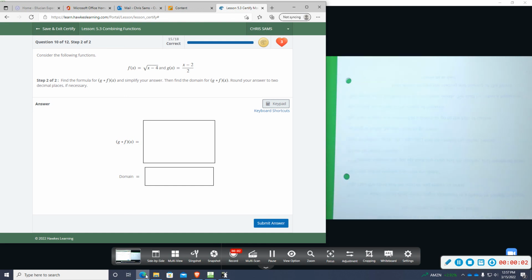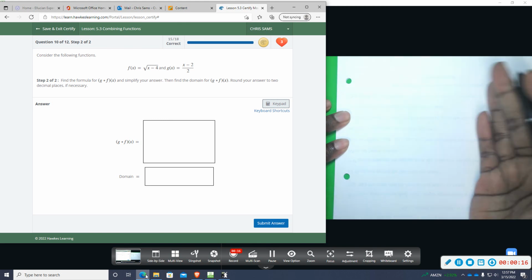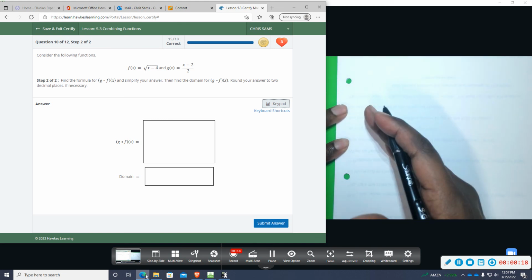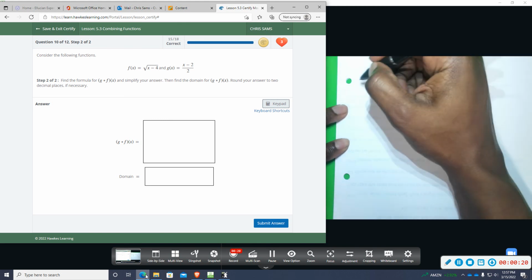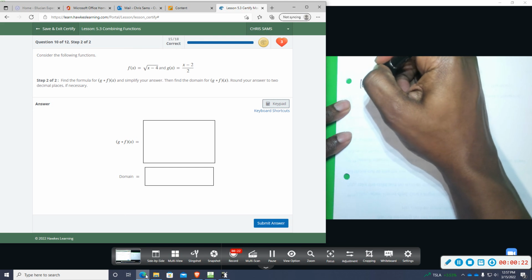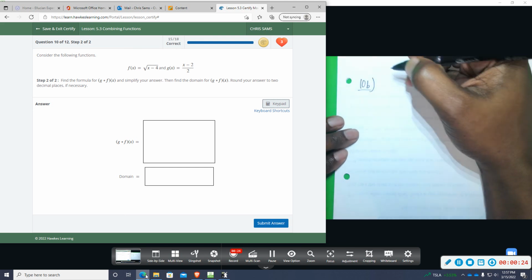All right, so I stopped the recording, but 10 had a part 2. This time we're going to do G composed of F, and then find the domain of that. So just showing that there's a difference between F of G and then G of F. This is 10B.